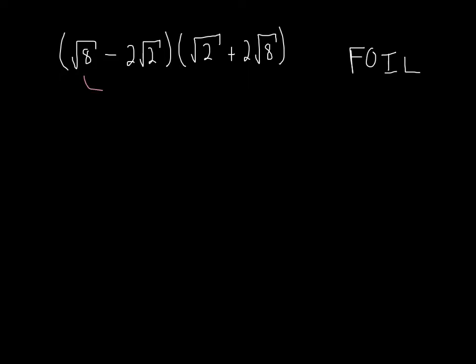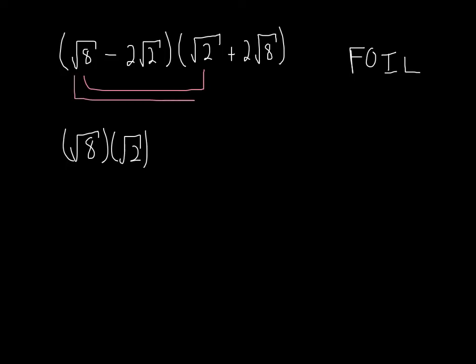So we have the first numbers to multiply together. It's going to be square root of 8 times the square root of 2. Then we have the outside numbers, square root of 8 and 2 times the square root of 8. So that's going to be plus the square root of 8 times 2 square roots of 8.